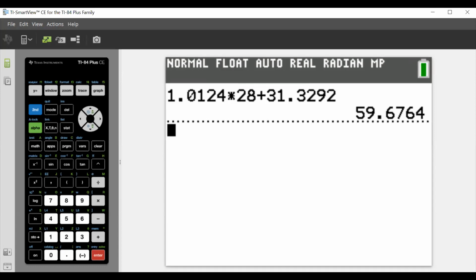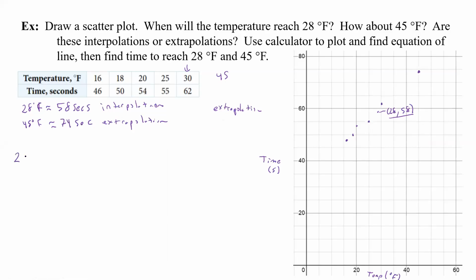So that was going to be 28 degrees Fahrenheit is approximately 59.7 seconds. Okay, and our equation of the line we got out, let's write that here, y equals 1.0124x plus 31.3292. And when we plugged in 28, then we got this.